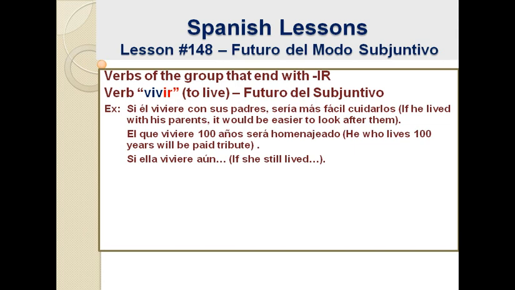Third example. Si ella viviere aún, that means if she still lived, and then you can add whatever predicate you want, okay? So here you can see when it is that we use the futuro del modo subjuntivo, or simple future of the subjunctive mode.